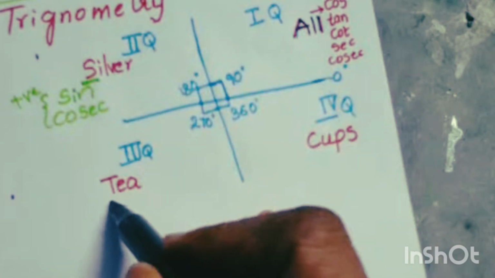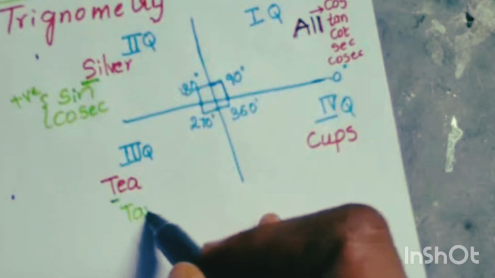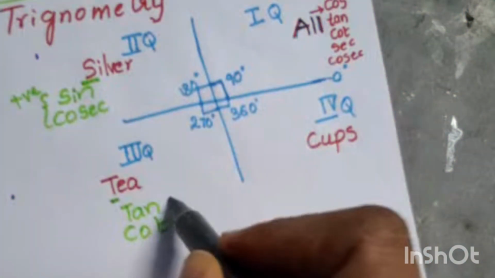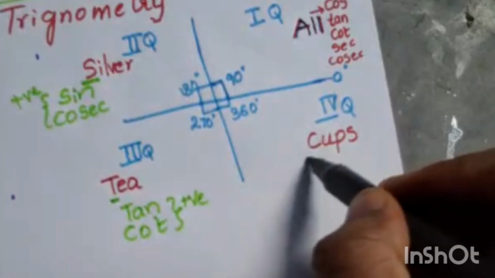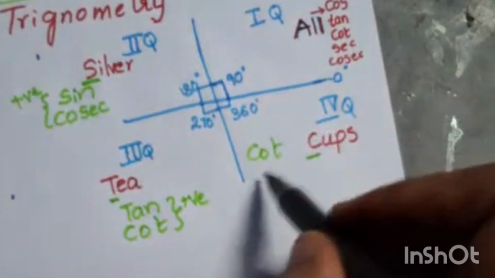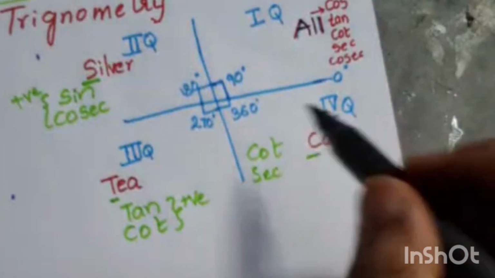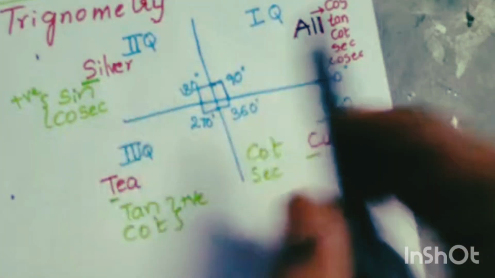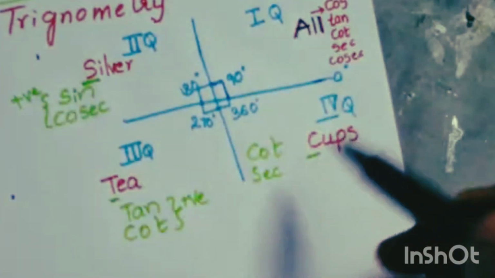Now T means tan and its opposite, cot. These two are positive. And C means cos and sec. These are important points. So All Silver Teacups is completed.